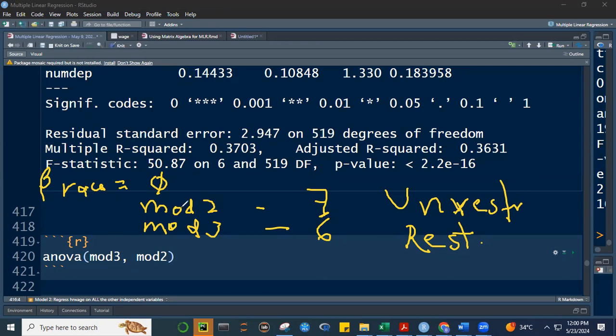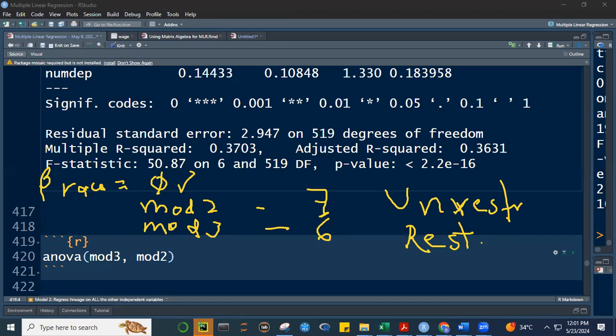Because if our analysis of variance says that we fail to reject this test, it means that beta race is equal to 0. Now, if race is equal to 0, which model is better? Kindly chat, please. I hope you got my question.